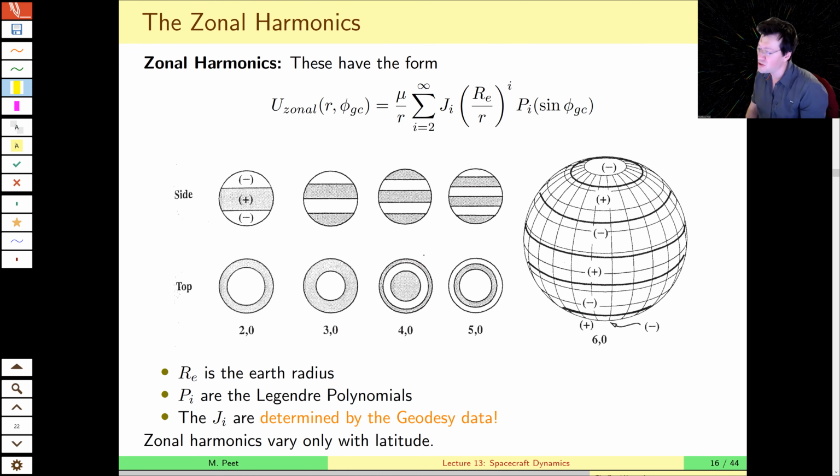Okay. So the first harmonics are the zonal harmonics. I don't know why they're called the zonal harmonics, there must be a good reason. But they're the ones that vary primarily with latitude.